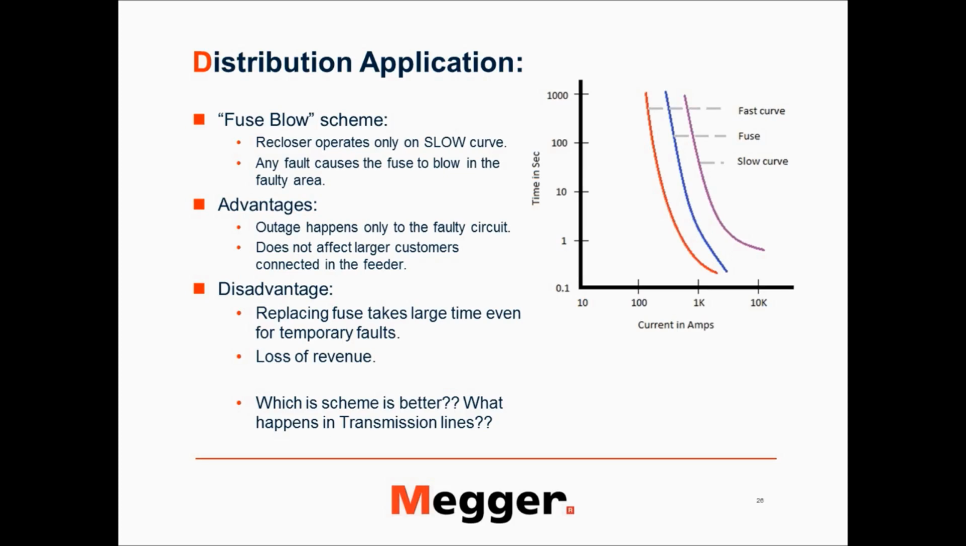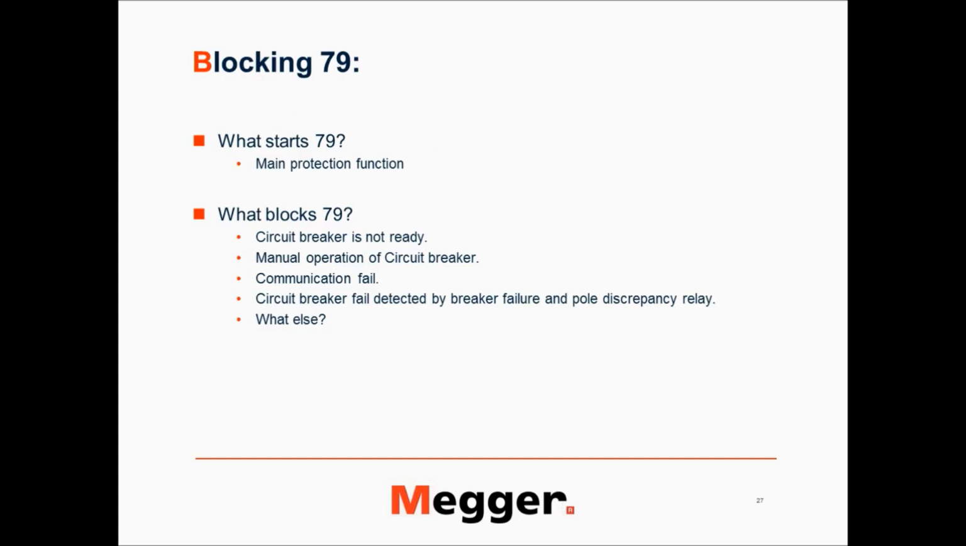Some of the disadvantages are, again, as you can see, the fuse is blown here, so you have to make sure that the fault is cleared and replace the fuse. That is going to cost you a little bit of money, and more importantly, you will lose a lot more money because that specific customer where the fuse is blown is not going to get service for a couple of hours, maybe, depending upon how fast your maintenance crew is. So that revenue is lost.